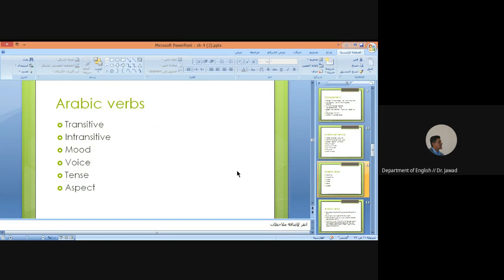So in Arabic verbs, we have transitive verbs and we have intransitive verbs. Mood is there, voice is there, tense is there, the aspect is there. All of these are reflected in this important category, which is the verb. And the same story applies here. Transitive verbs, there are objects. Intransitive verbs, there are what? No objects.